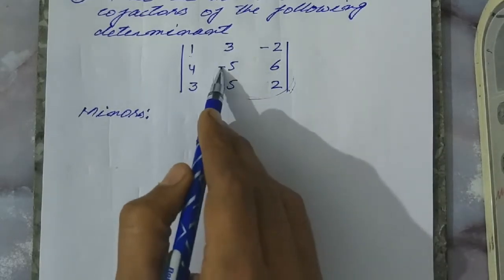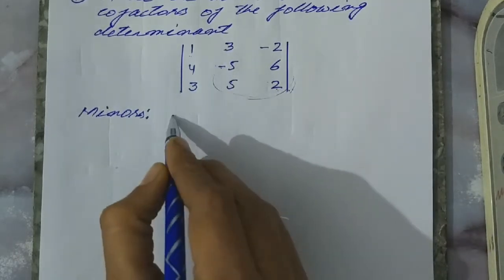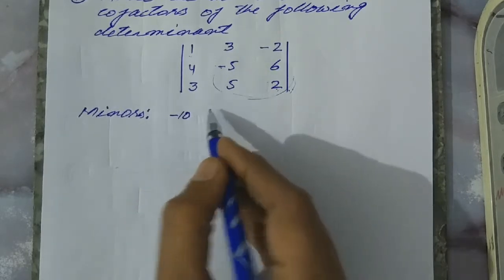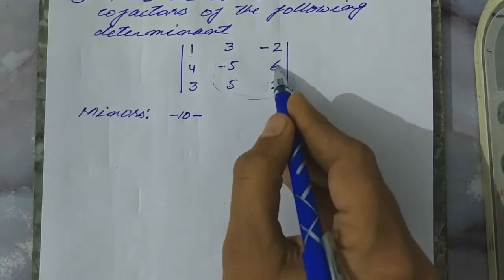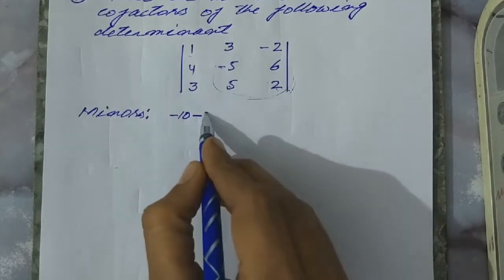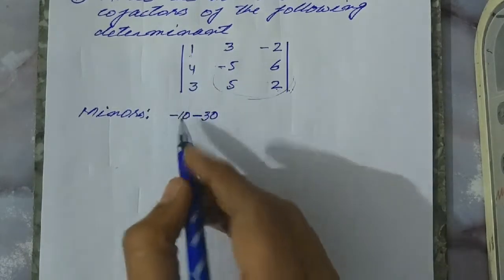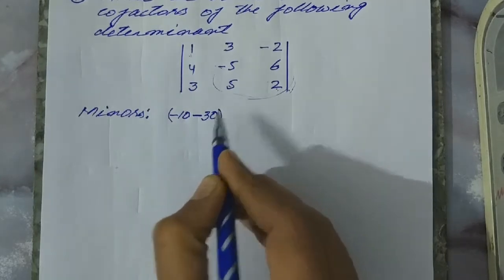So first we have to multiply this and this. So minus 5 into 2 is minus 10. And then we put minus for the difference, and we have to multiply 6 and 5. 6 5 is 30. So this is the minor for this element, and close in a bracket.